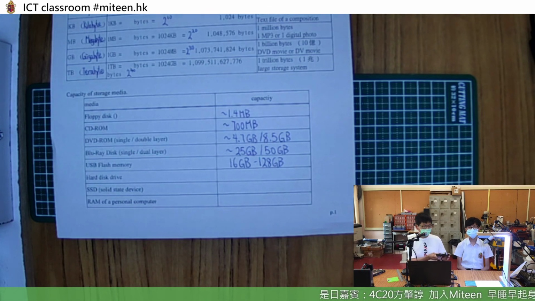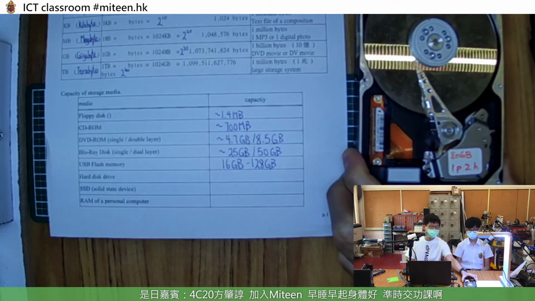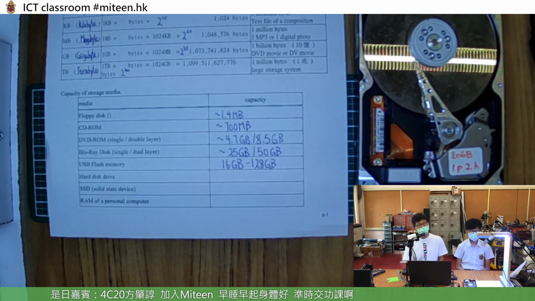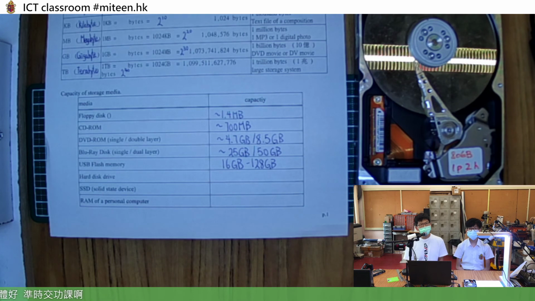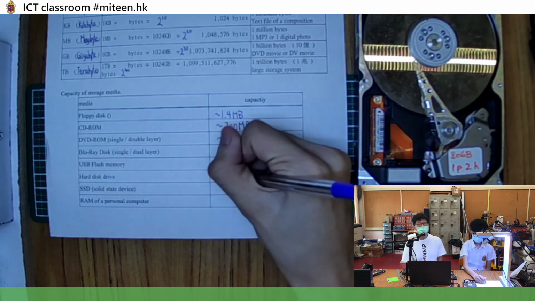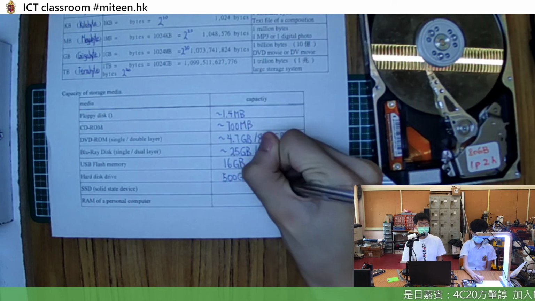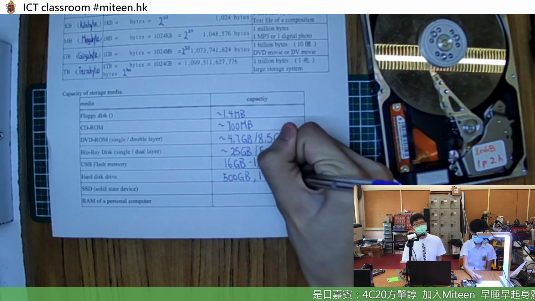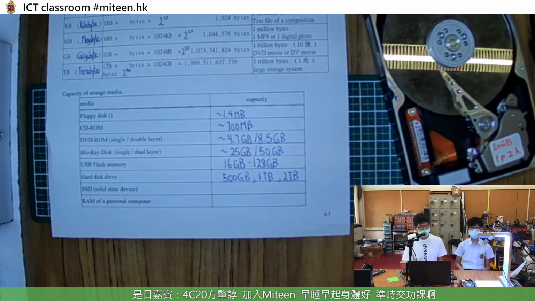This is a hard disk drive. A hard disk drive can be found in your desktop computer. The common storage capacity you can find in the market is about 500 gigabytes, 1 terabyte, or 2 terabytes. They are affordable now.